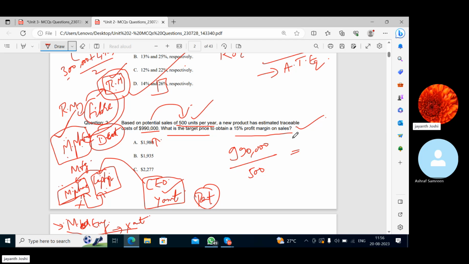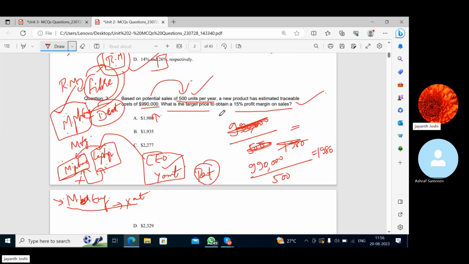1980. Or else we can have a direct calculation also here. Yeah, 1980 you got? Okay, so 1980 is the per unit cost. They're asking what's the target price to obtain the margin. This is the cost actually. They're asking what should be the target price, the selling price. Are you understanding what I'm saying?